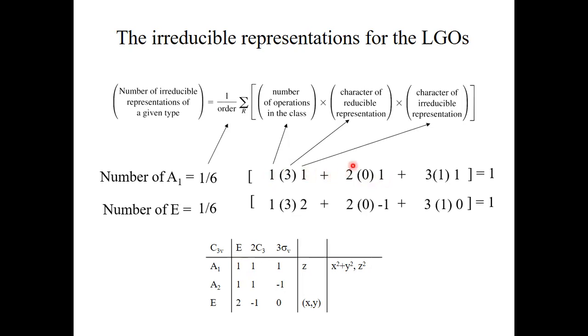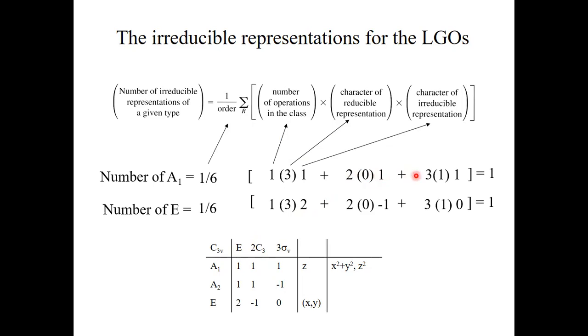plus now the respective product for the C3. So that's 2 for the number of operations in the class, because we have now 2 C3 operations to consider, times 0, which is the character of the reducible representation for the C3 symmetry operations that we determined previously, times the character of the irreducible representation, which is now this character here underneath C3 for A1, and that's 1, so it's 2 times 0 times 1.